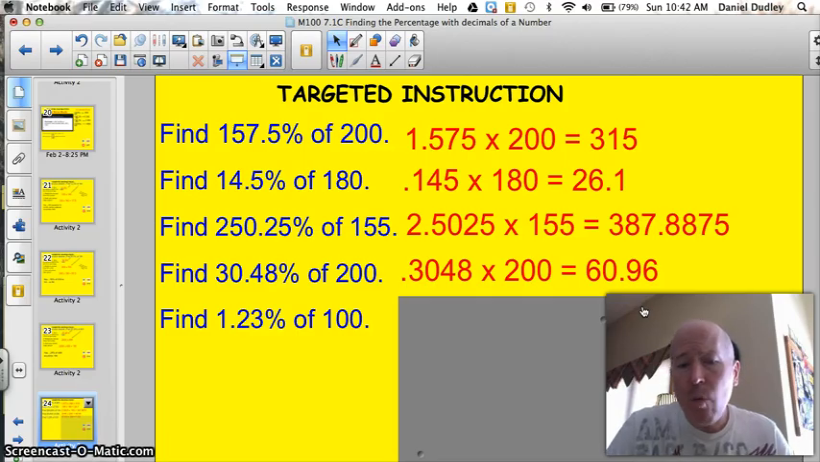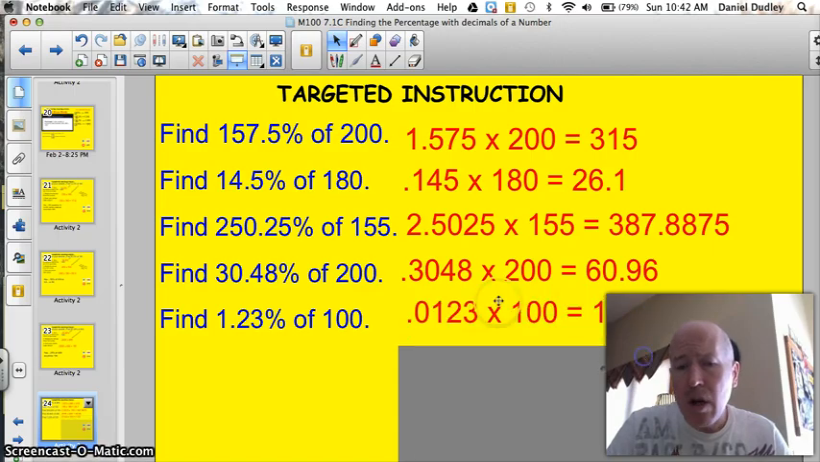And this is kind of a tricky one. We need to find 1.23% of 100. Well, when you move that decimal 2 spots, 1, 2, you're going to need to add that 0 as a placeholder. And that kind of makes sense because we know that 0.01 as a decimal is 1% or 1/100th. So 0.0123 times 100 would give us 1.23.